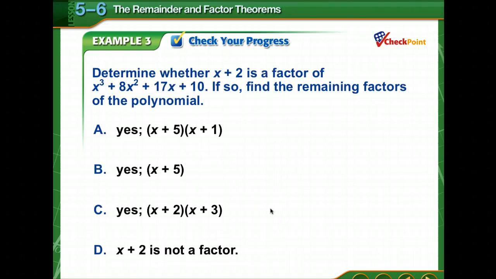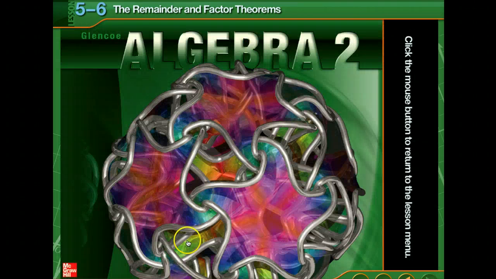All right, so time for you to check your progress. Pause the video for a moment, work this, and come back and check your answer. Well, yes, and x plus 5, x plus 1, x plus 2 is also a factor. So all the factors of this would be x plus 2, x plus 5, x plus 1. Very good. You're ready to begin working the exercises. Good job, folks.